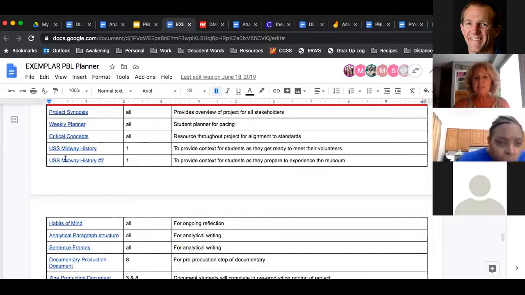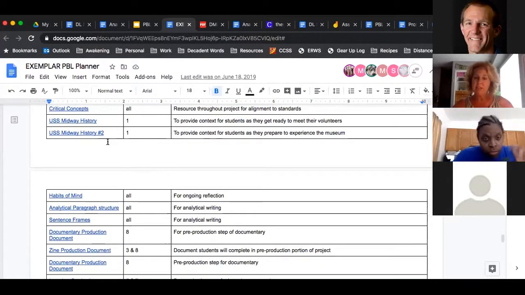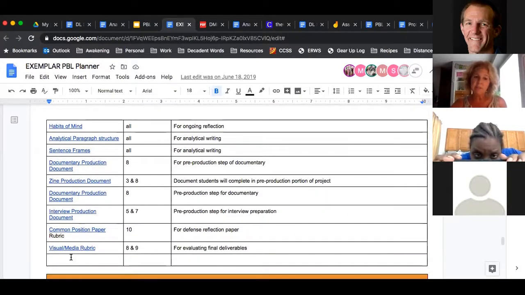And then you can see I've got other documents in here that are connected to the project that students were using in the development of, or the initial stages of the project. And then a variety of other documents that are connected to the project and that students would be using at various points in time throughout the project.